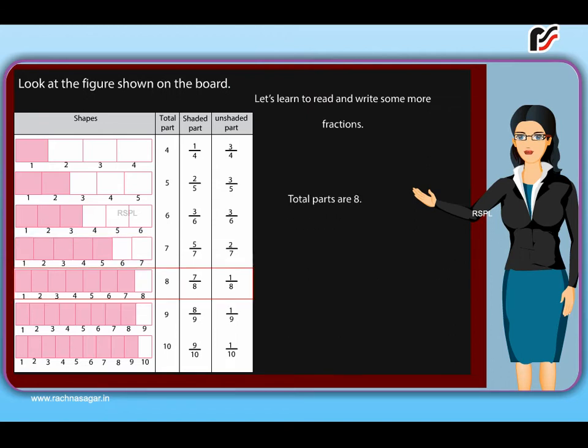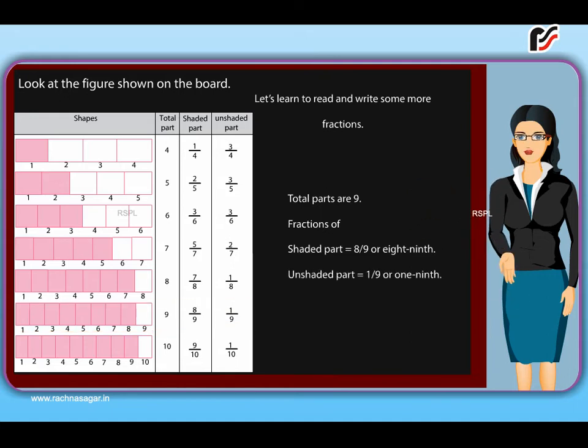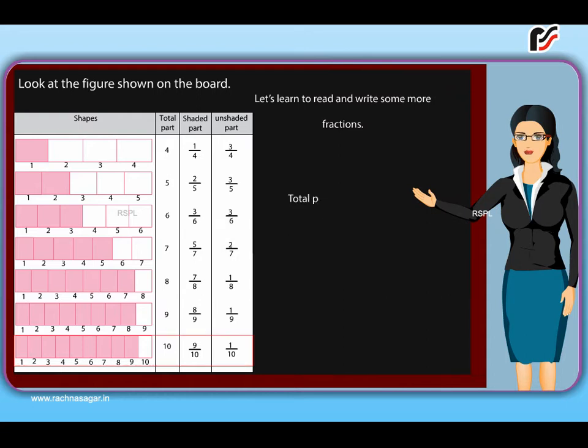Total parts are 8. Shaded part is equal to 7/8. Unshaded part is equal to 1/8. Total parts are 9. Shaded part is equal to 8/9. Unshaded part is equal to 1/9. Total parts are 10. Shaded part is equal to 9/10. Unshaded part is equal to 1/10.